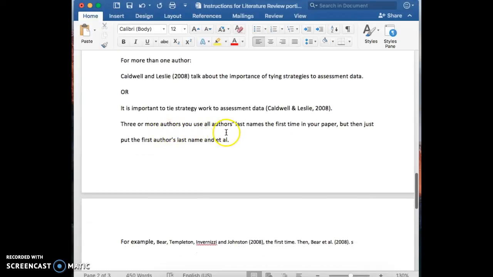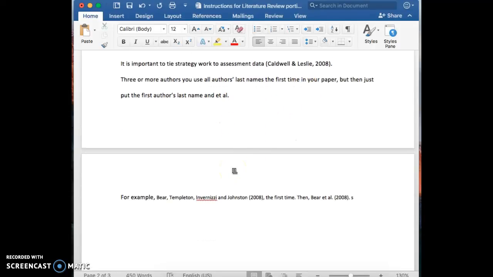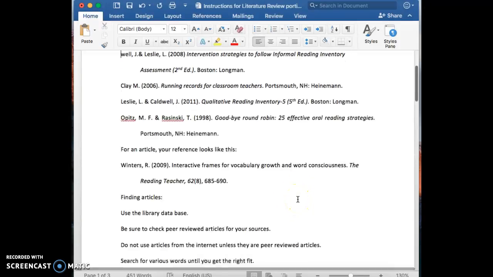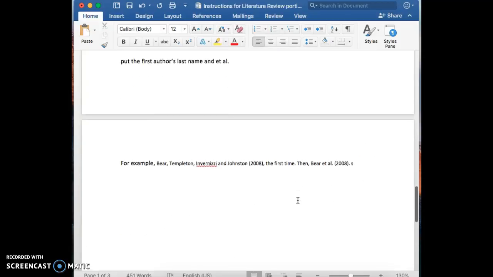If there's 3 or more authors, you use all the authors' last names the first time, but then you just put the first author's last name and et al. So the first time you would say Baer, Templeton, Inverness, and Johnston, 2008, then whatever it is they said. That's what you would do the first time. Then, if you're citing Baer and his fellow authors again, you're going to say Baer et al., 2008, and then whatever it is that they had to say.